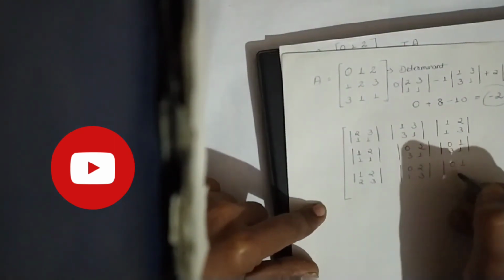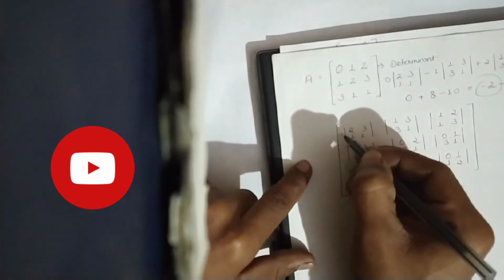Here again we will do the same thing. We will hide the last row and last column. We will get 0 1 1 2. So here are the cofactors of our matrix.